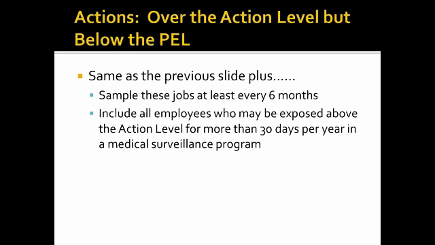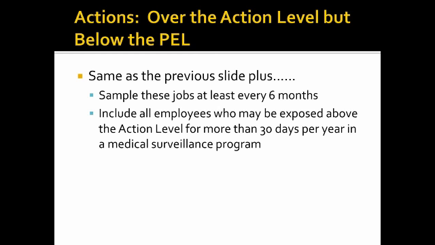So if you're over the action level but below the PEL, we have everything that we just talked about in that previous slide, but now it triggers the periodic sampling where you need to sample the jobs that are over the action level every 6 months. And include all employees who are exposed over that action level in a medical surveillance program if that exposure occurs more than 30 days a year. So maybe you have a very intermittent process that you don't do very often, or maybe it's a particular casting that's an issue. If you don't work on that for more than 30 days a year, you don't have to do that.